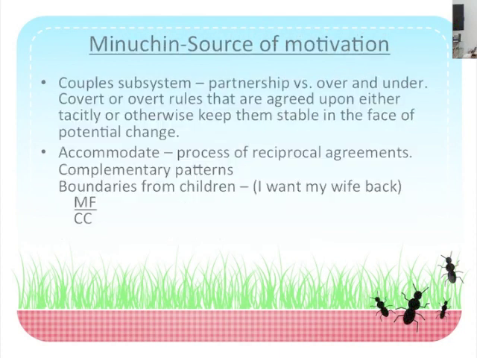Okay, Minuchin's focused on the couple subsystem. Subsystems are a big part of it. Like how do you break down the family into different systems? I mean, every family has different subsystems. Is the couple subsystem a partnership, or is it that they're against each other? Are there covert or overt rules that are agreed upon either tacitly or otherwise that keep them stable in the face of potential change? Or can they accommodate, which is the process of reciprocal agreements? So I'll come back to the mapping in a bit.